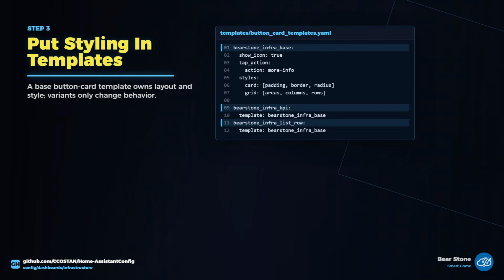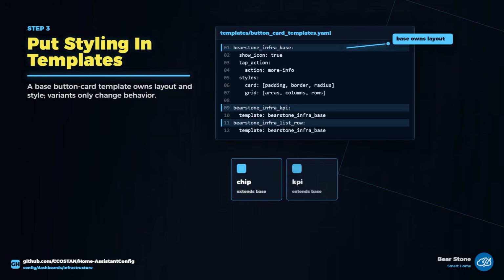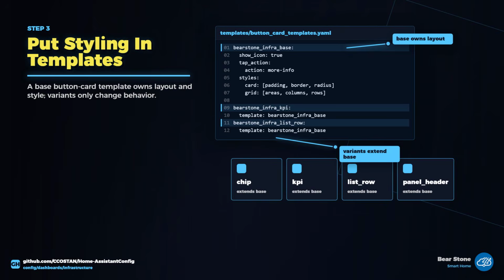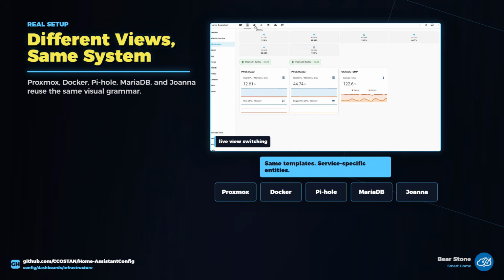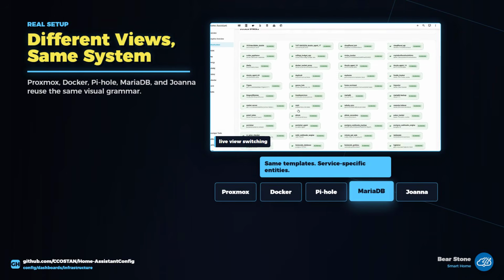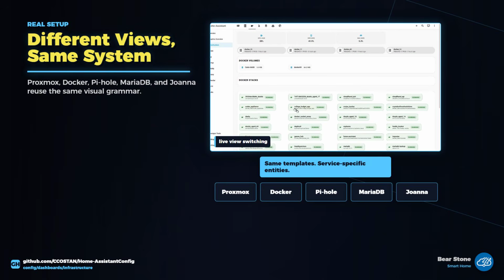Step 3. Put styling in button card templates. A base template owns the padding, border, grid, typography, and default actions. Then chips, KPI tiles, list rows, and panel headers extend it. Now the real dashboard stays consistent. Proxmox, Docker, Pi-hole, MariaDB, and Joanna can use different entities while still feeling like one product.